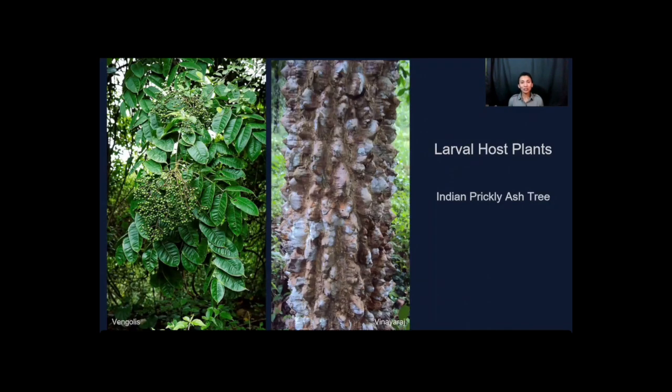The plant on which this caterpillar was found is called the Indian prickly ash tree. So this plant is called the larval host plant of this caterpillar. Different species of butterflies and moths have different sets of plants which are their larval host plants. Not all caterpillars eat or feed off any species of plant that is available.